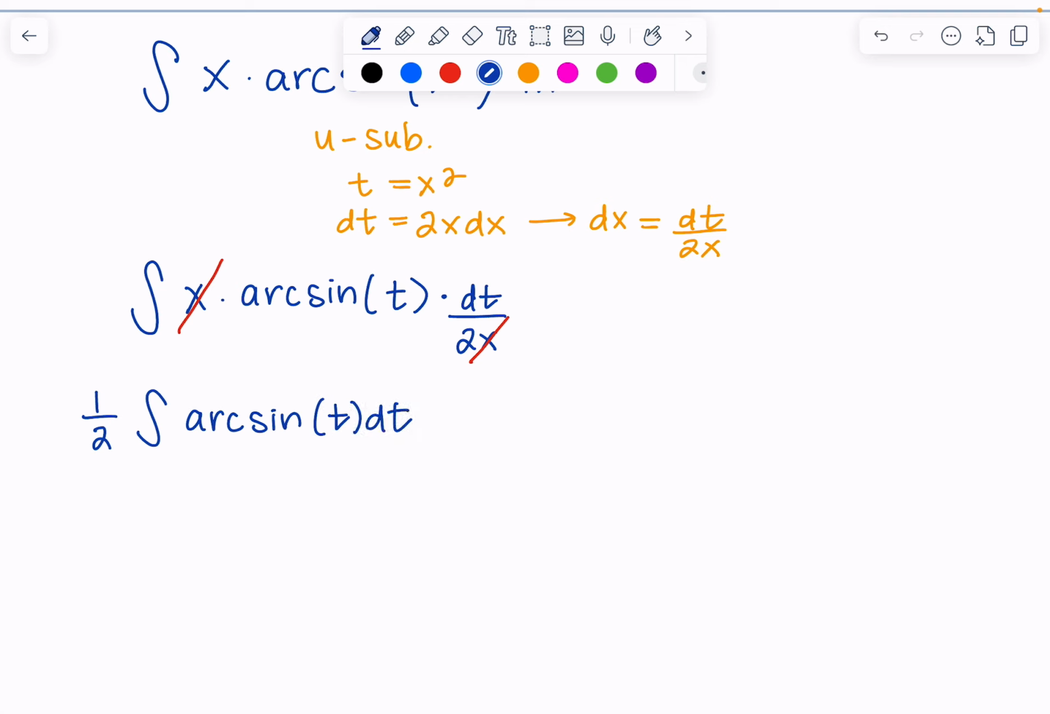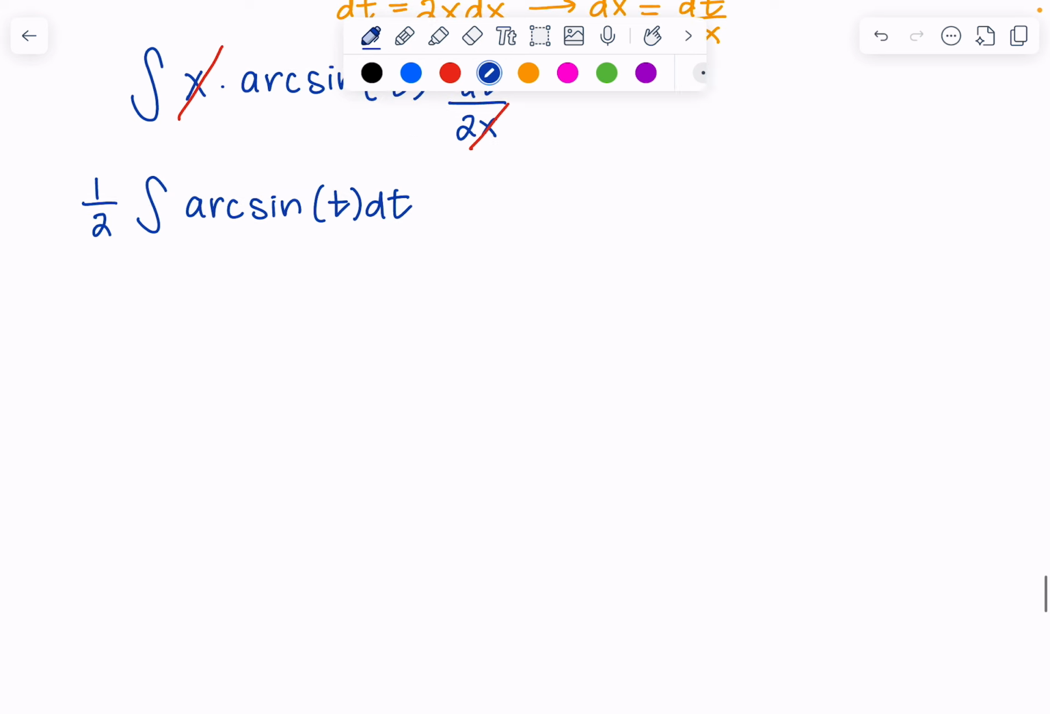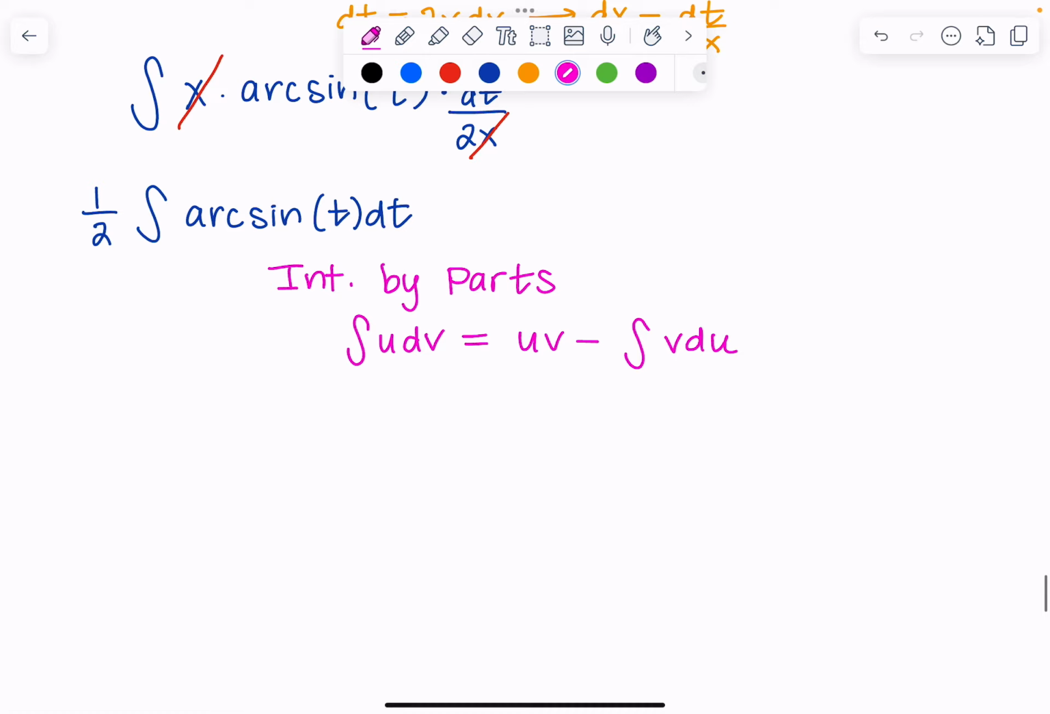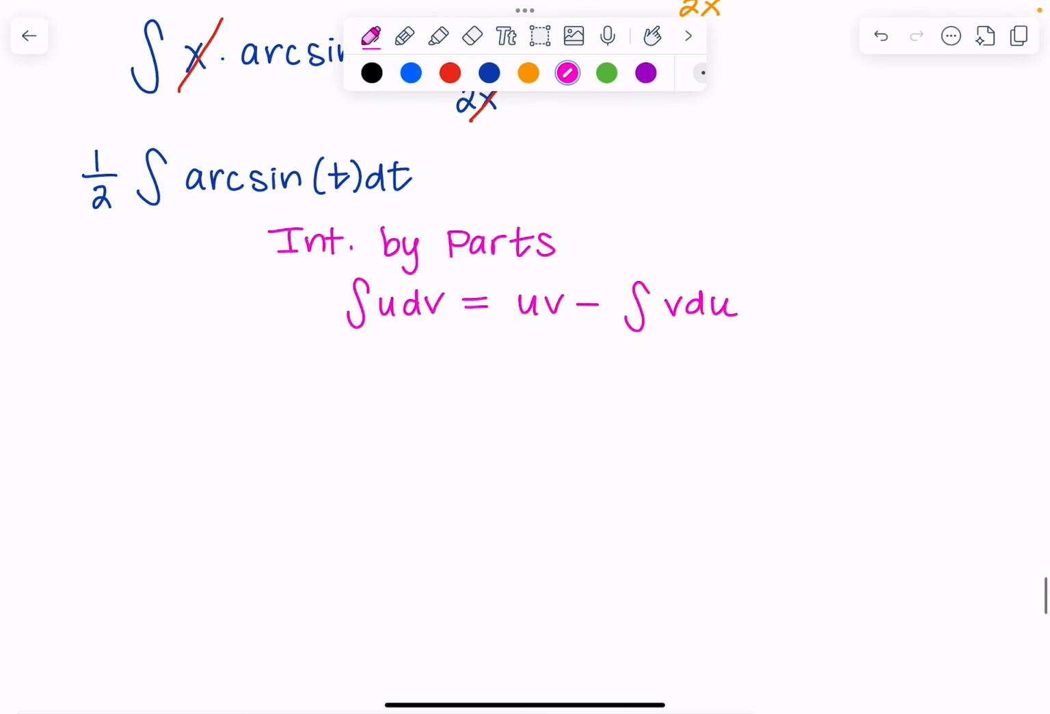Okay, so that was the big first step, a u-sub. The next step is integration by parts. So now I'm looking at the integral of arcsine of t dt, and we're going to do integration by parts for this one. The formula for integration by parts is the integral of u dv is equal to uv minus the integral of v du. So the reason why I didn't choose u when I did u-sub is that I knew I would be using a u here and I didn't want to confuse myself.